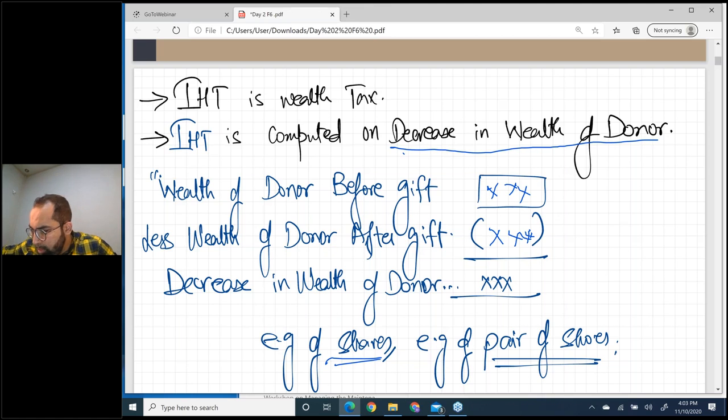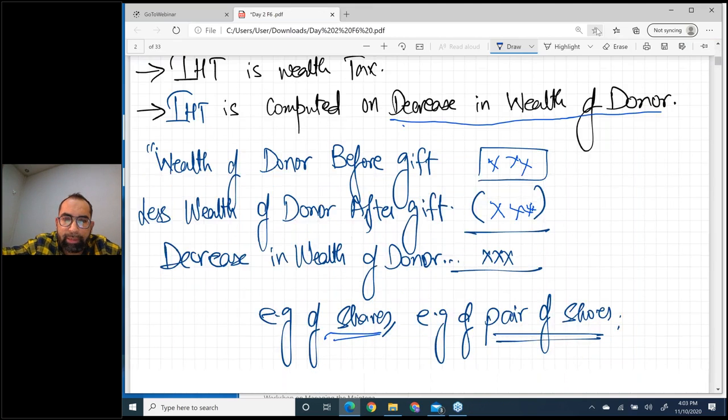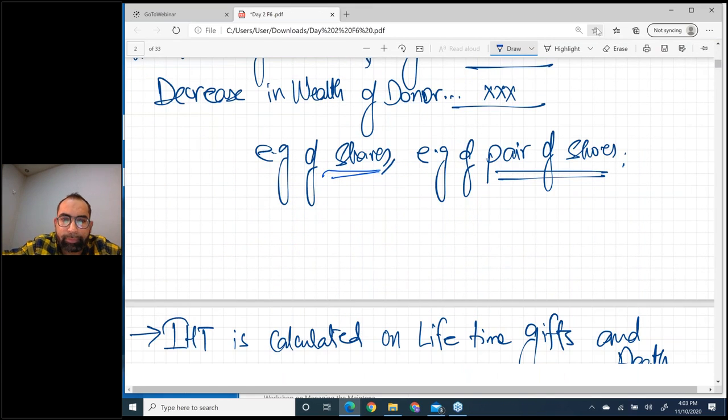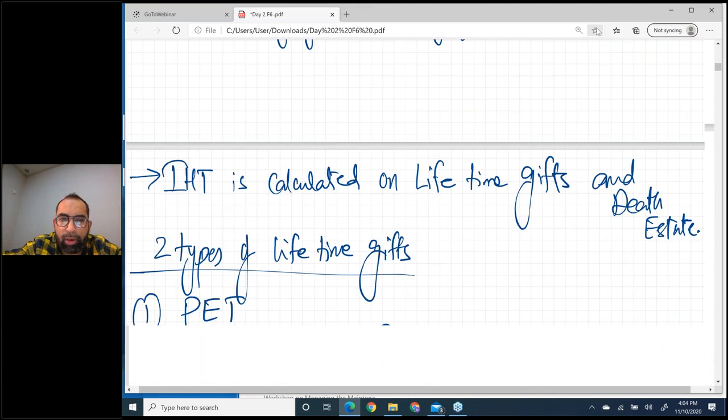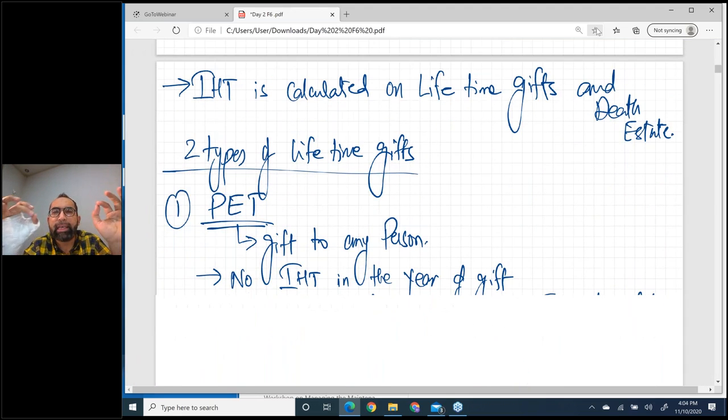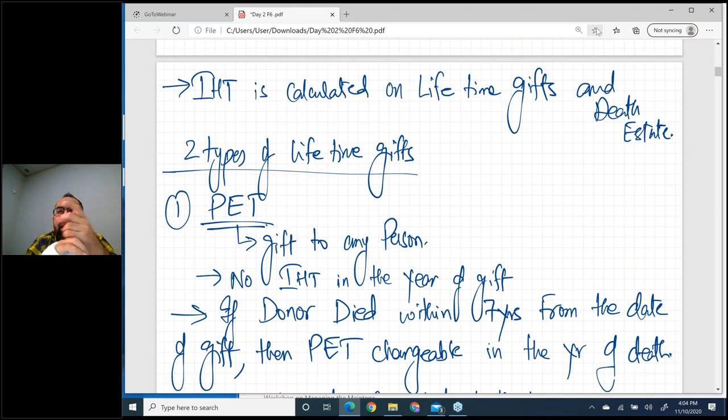Now, moving forward to the next slide. Very important: IHT is normally calculated on two things. Number one, lifetime gifts, and number two, death estate. Lifetime gifts means you have given a gift to your son or your daughter or anybody permanently, forever. This is called a lifetime gift, and lifetime gifts are given when you are alive.